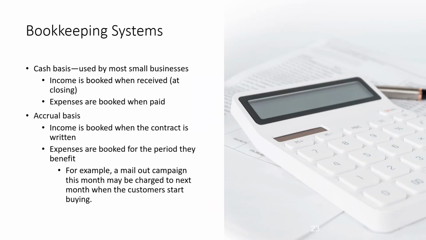The two bookkeeping systems are cash basis and accrual basis. The cash basis is the one used by most small businesses. Income is booked when received at closing, and expenses are booked when paid. Whereas with an accrual basis, income is booked when the contract is written. Expenses are booked for the period they benefit. So for example, a mail-out campaign this month may be charged to next month when the customers start buying.